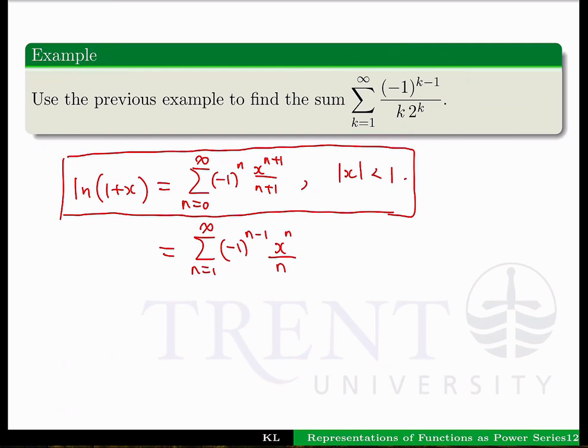Now look at this. We now have -1 to the k minus 1, -1 to the n minus 1 here. We have power k, we have k and we have n, and both of them start with 1. What we're missing is the denominator 2 to the k. So what are we going to do?